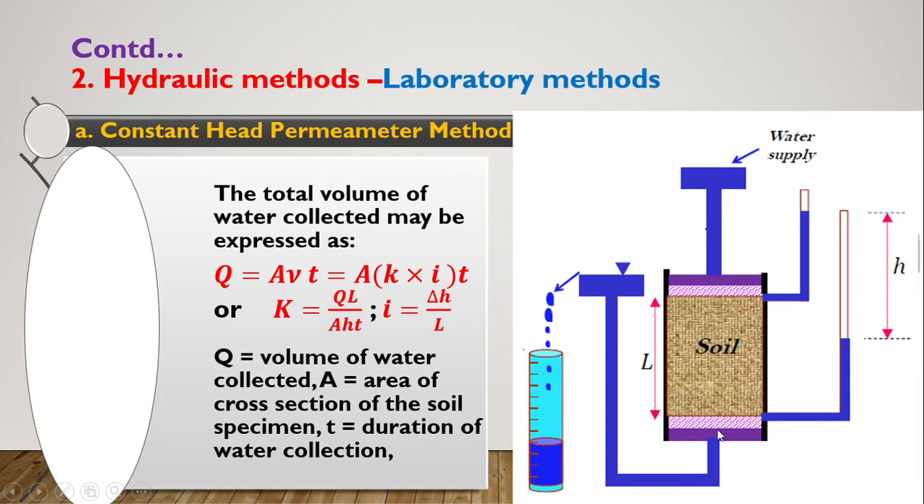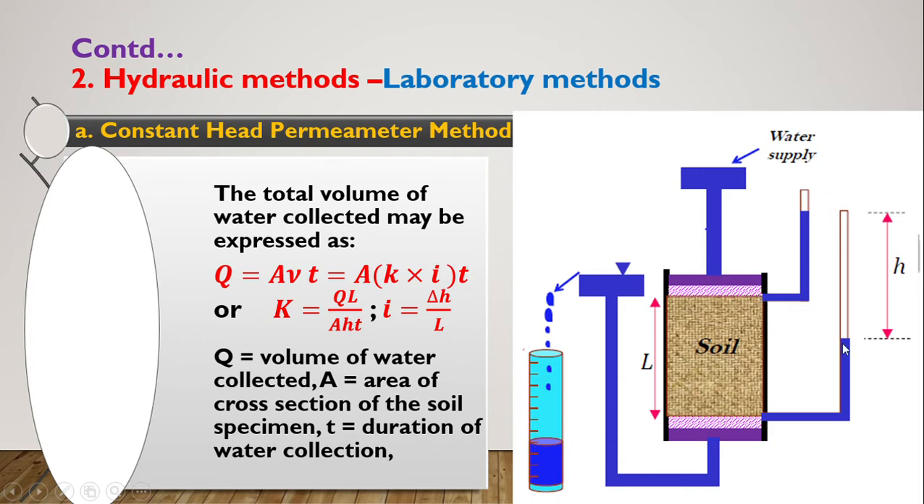Above and below the soil column there will be a permeable layer. It may be a net or some cloth, which holds the soil in the cylinder. Above this there will be a tube which supplies water to the soil sample. So here there is a tube or some provision for providing water.